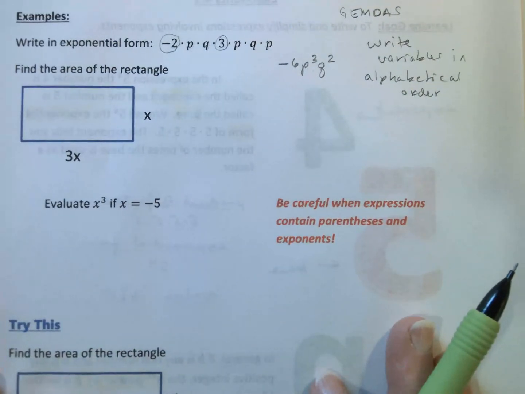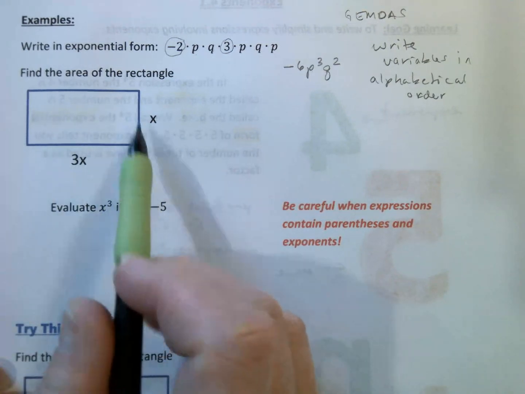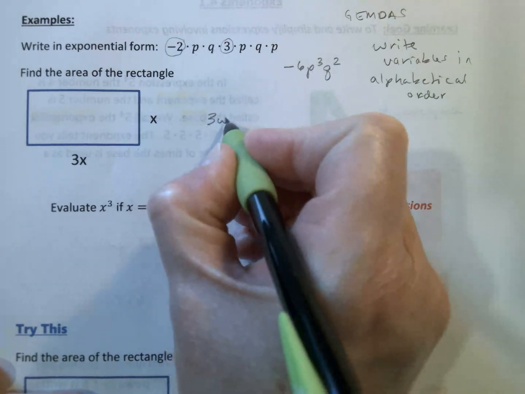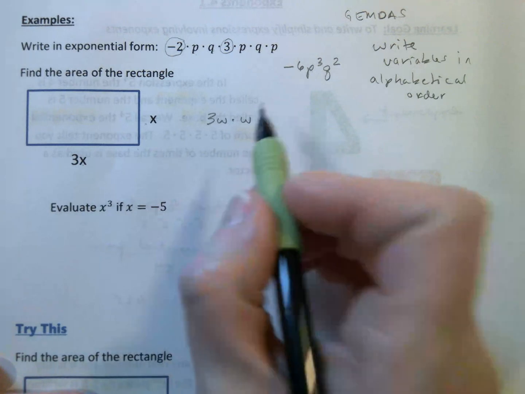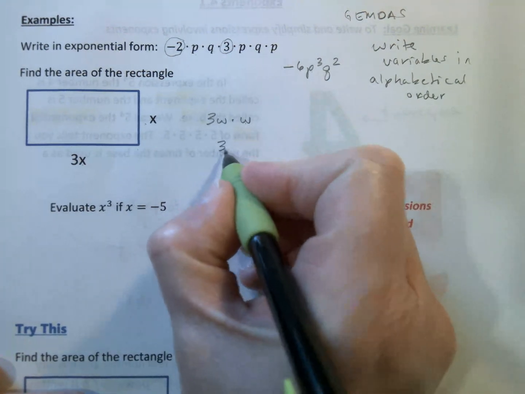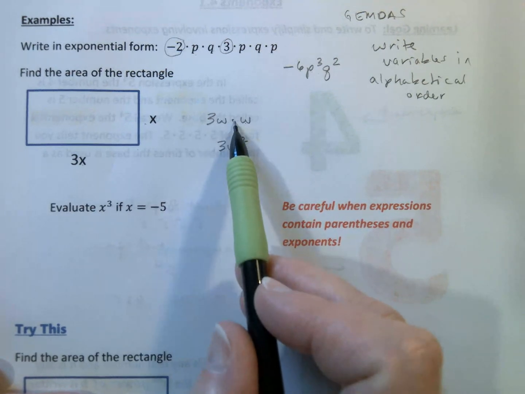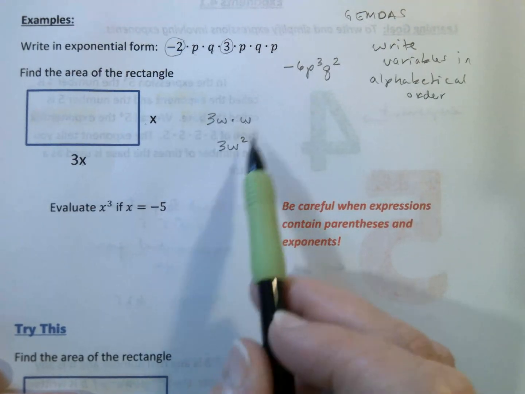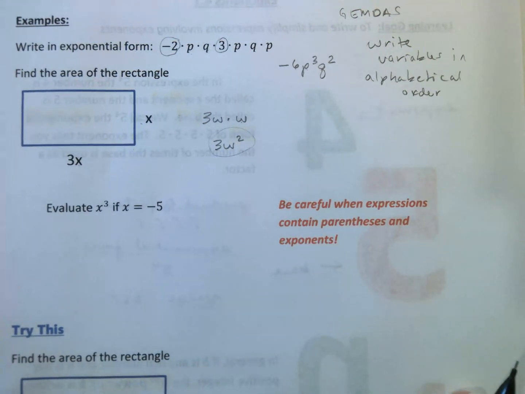Okay, so here we have a rectangle, and it's a lovely rectangle. The length is 3w and the width is w, and they want to know what the area is. So it's going to be 3w times w, because it's length times width. Well, w times w is w squared. So 3w squared is my area. Notice that there's no more dots indicating multiplication. I don't have anything in parentheses. It's just one term, 3w squared.